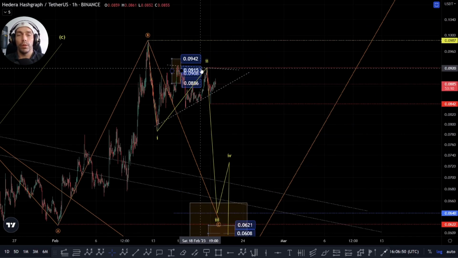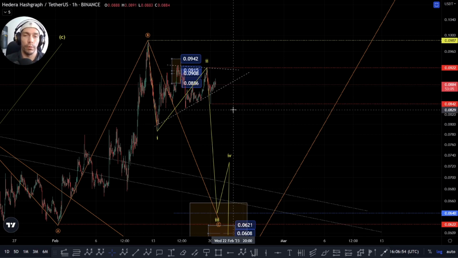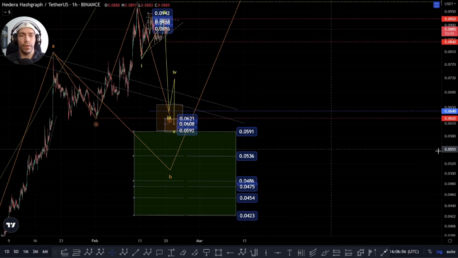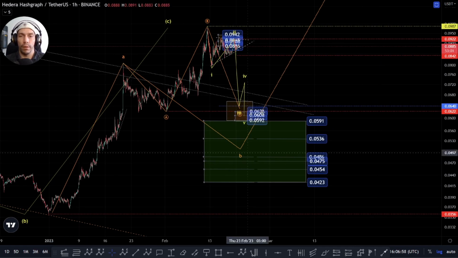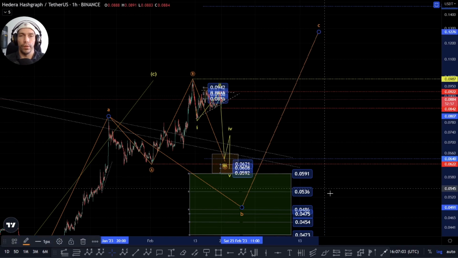And if you haven't checked out those videos, check them out for more information about what I'm talking about with that. But basically this is looking for that possibility of coming back down here for this B wave, and then potentially to look to push up for a C wave.